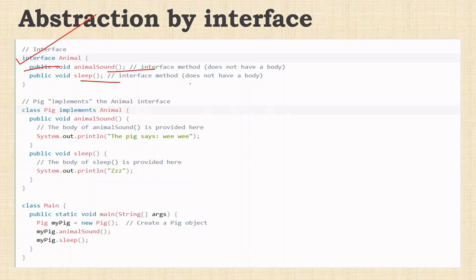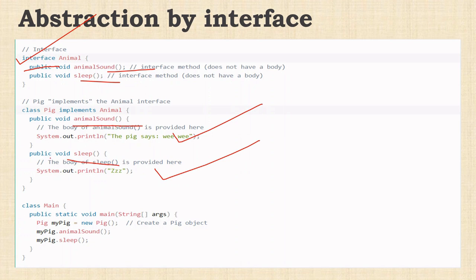An interface method does not have a body. That means an abstract method does not have a body, so we have to implement the body. We have only the declaration here, and if we want to implement the body, we have to do it inside the inherited class, like the pig class. So here we are implementing animal. We have two methods: we are implementing animal sound, and then we are implementing the sleep method inside this pig class.